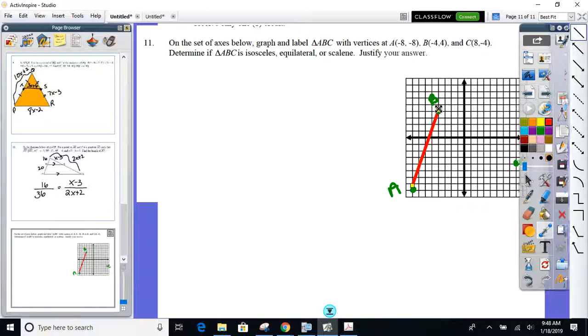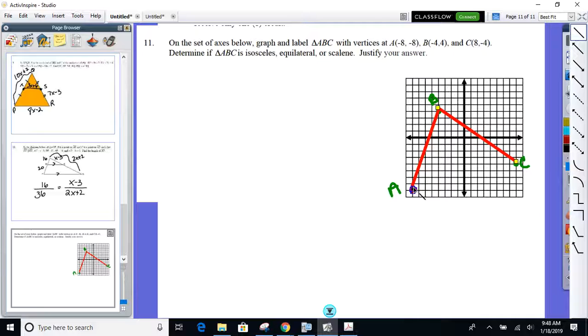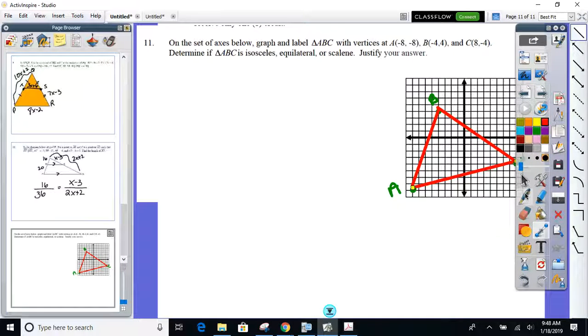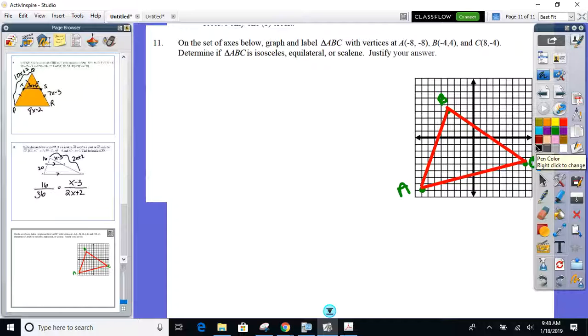Just got to connect them. All right, here we go. We just got to find the distance of all three sides and compare them. It says nothing about a right triangle, so this is all isosceles, equilateral, or scalene. Find the distance of all three sides, compare them, and make your decision. Make sure you write a statement at the end that says it's isosceles because it's got two sides congruent, or it's scalene because it doesn't have any sides congruent. That's all distance on you guys.